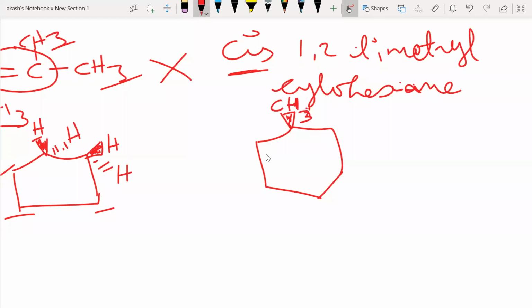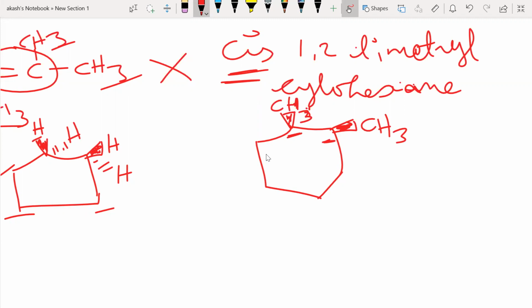Okay, now if it is cis, you can see you have put the first methyl group pointing towards you. If it is cis, you have to put the next methyl group also in the same position, pointing towards you. Or if you put this carbon atom with the methyl group pointing away, this carbon atom should also have the methyl group pointing away. That is what is cis, same side, either both pointing away or both pointing towards you.